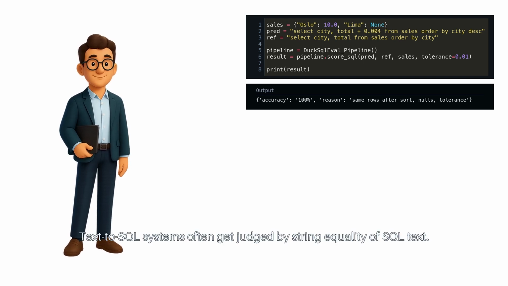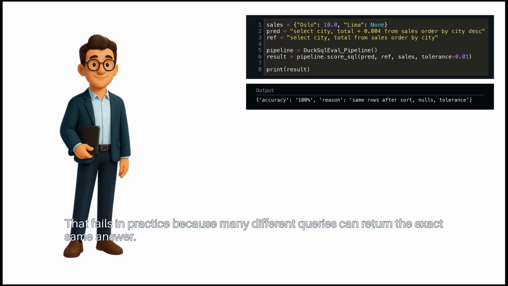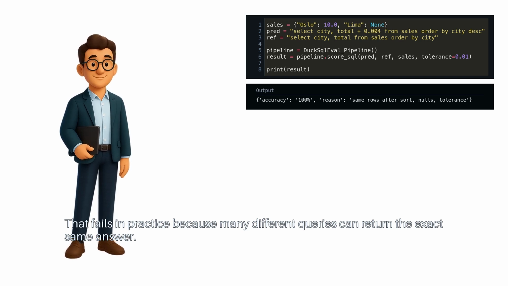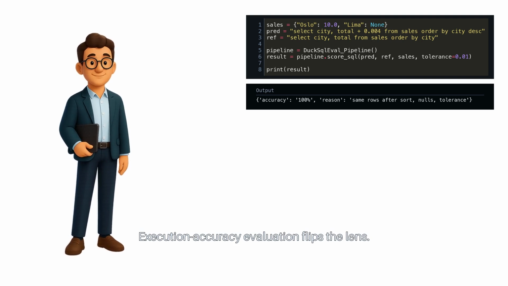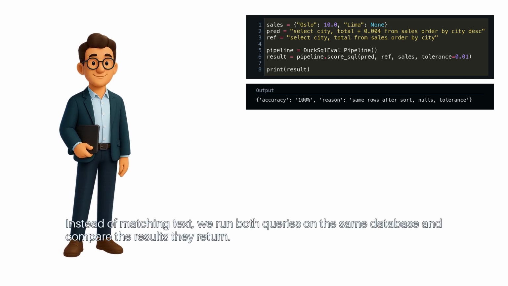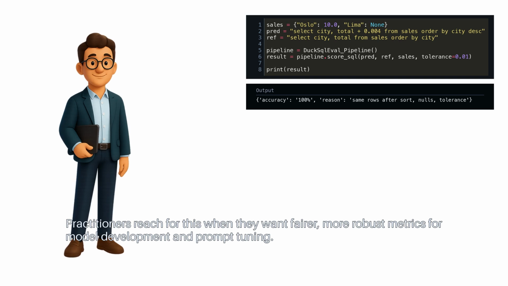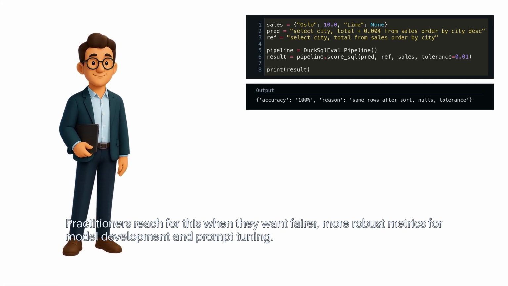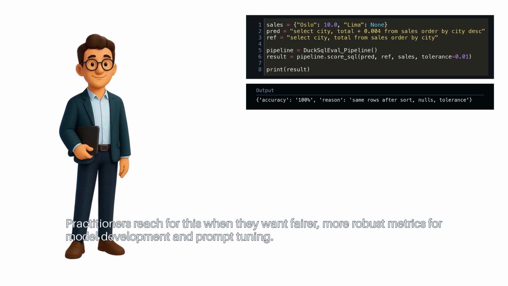Text-to-SQL systems often get judged by string equality of SQL text. That fails in practice because many different queries can return the exact same answer. Execution accuracy evaluation flips the lens. Instead of matching text, we run both queries on the same database and compare the results they return. Practitioners reach for this when they want fairer, more robust metrics for model development and prompt tuning.